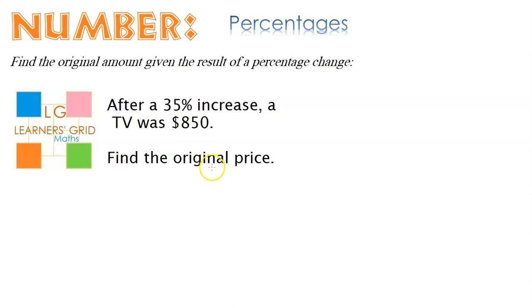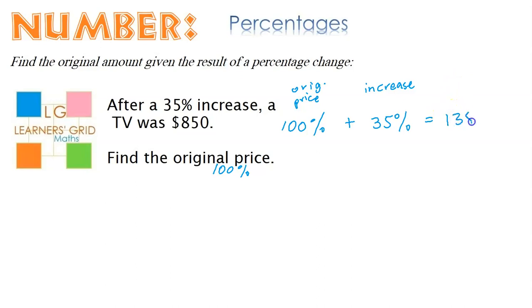So again, let's have a think about what this means. We're going to call the original price 100%. So we start with the original price of 100%. Let's call that the original price. And then what happens is it goes up by 35%. So this is the increase. And then it is worth 135%. And that is the new cost or the new price. And that is $850.